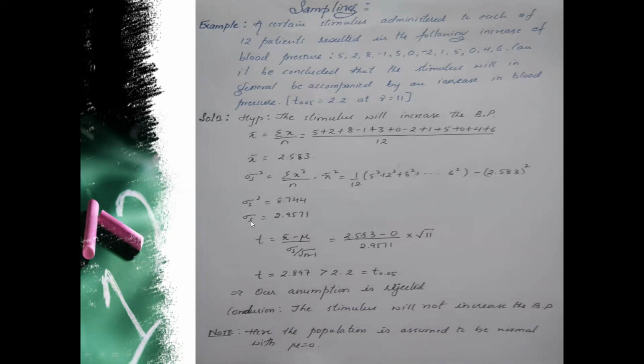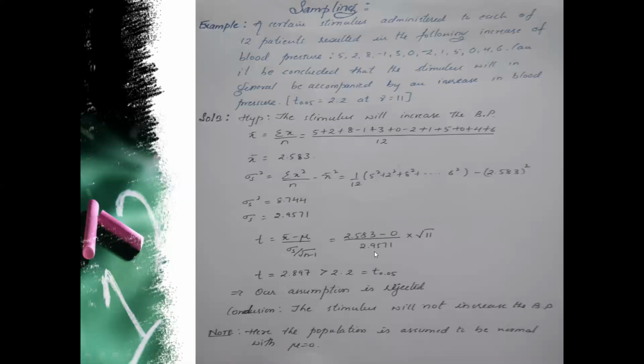Hence taking the square root, sigma s will be 2.9571. Now we go for the formula of t, that is x bar minus mu divided by sigma s by under root n minus 1. x bar we have calculated, 2.583. Now mu, the population mean, is not given to us. So the population is assumed to be normal with mu equal to 0. Whenever we miss the data of mu for the population, it is considered that the mean is 0. So let us consider mu is 0.